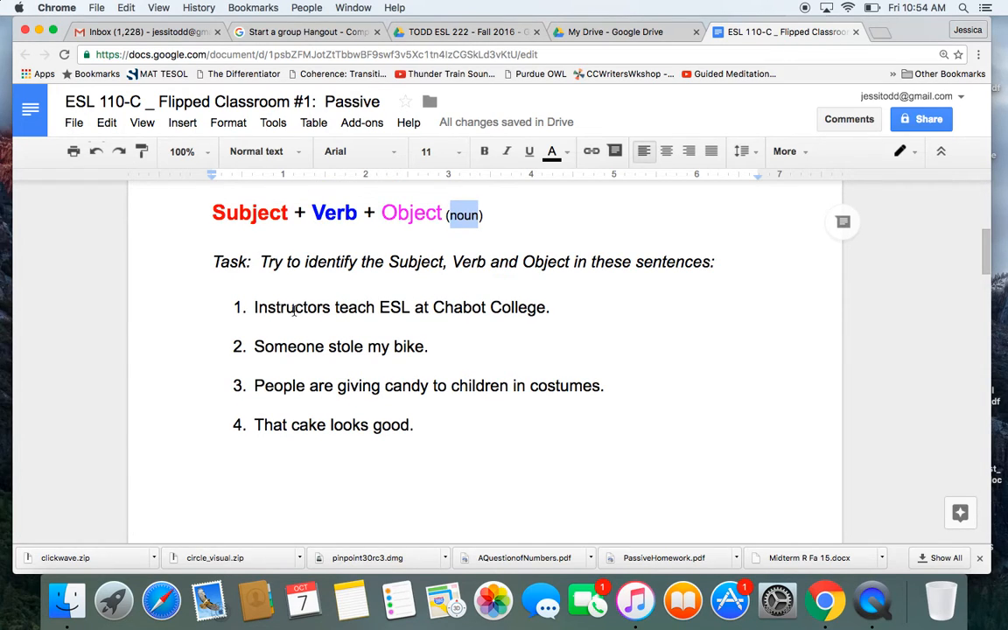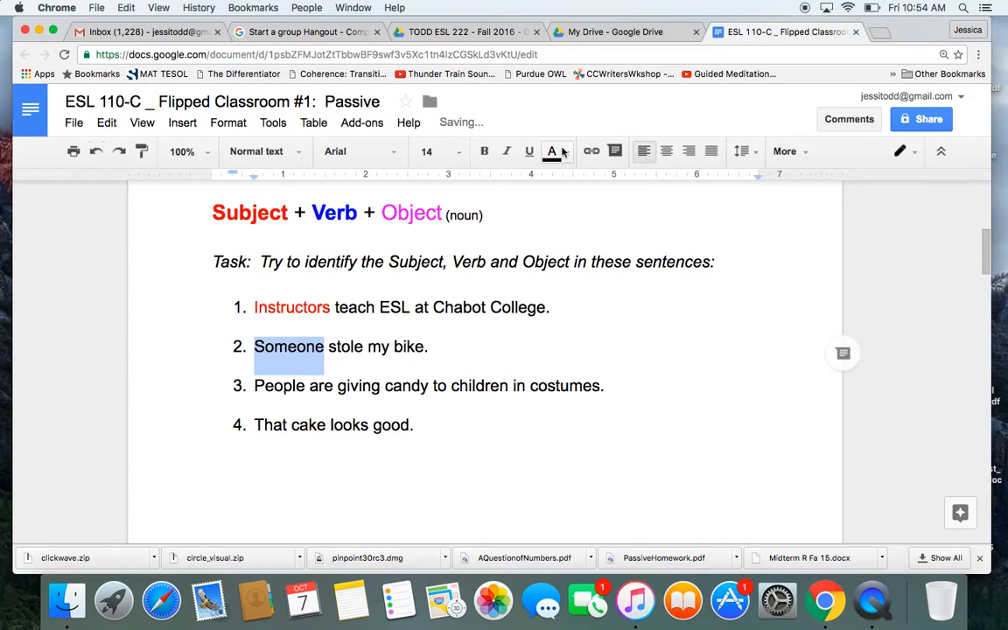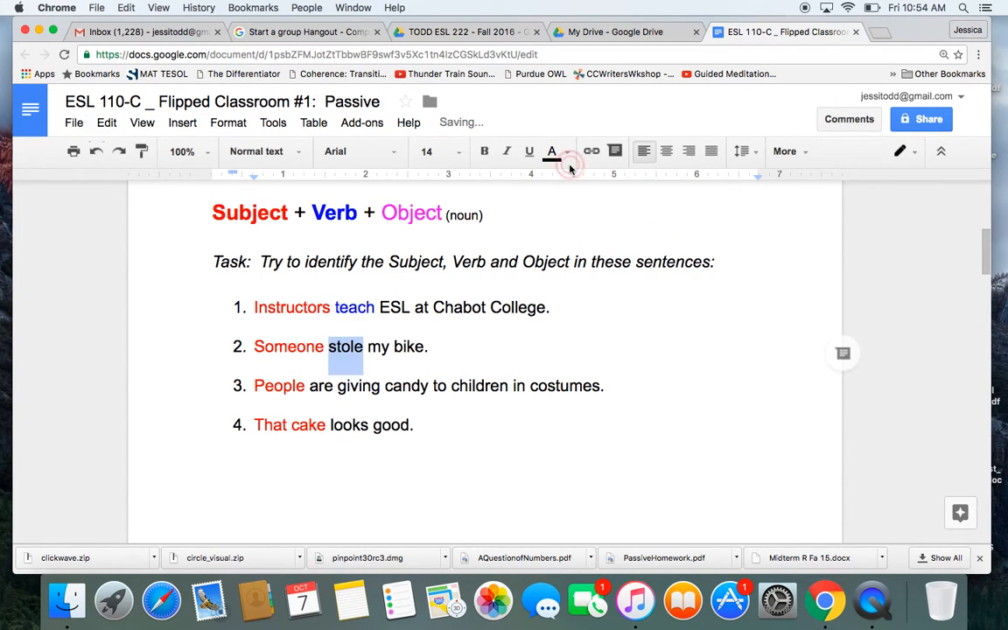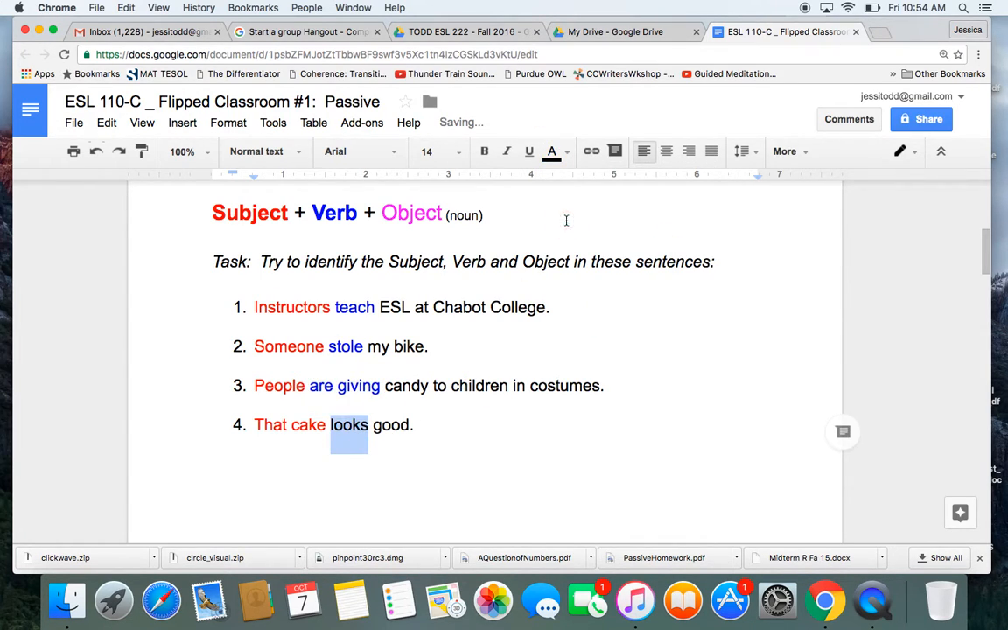Okay, so if you said that instructors are the subject, that's great. Someone is also a subject, that's wonderful. People are a subject. And the last one, that cake, is also the subject with two words, okay? For the verb, we have teach is the verb, stole is a verb, are giving is the present progressive form of the verb, and looks is the verb. Perfect.